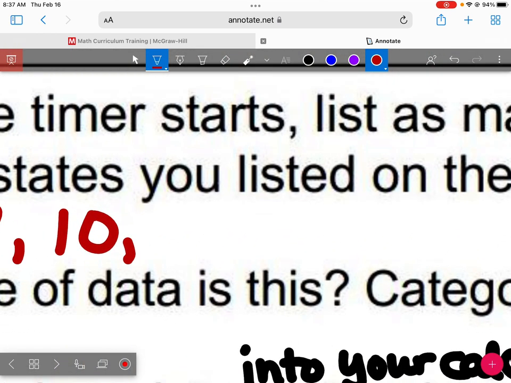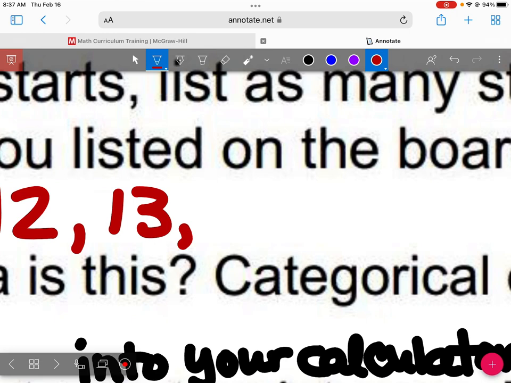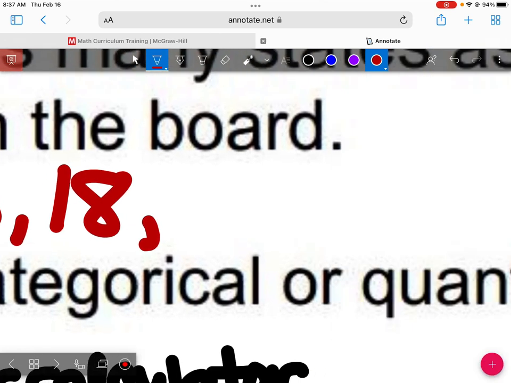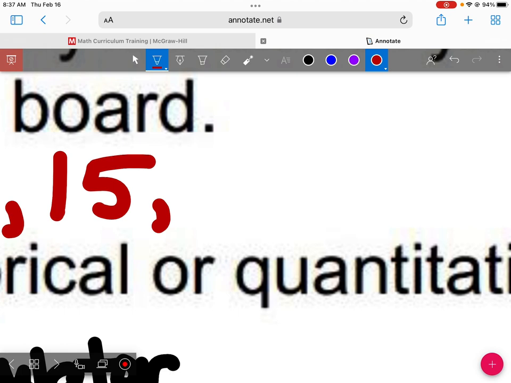Jenna, sorry, my brain just froze for a moment. 12. Cassandra? 13. Emma? 13. Xavion? You said 18? Israel? 15.